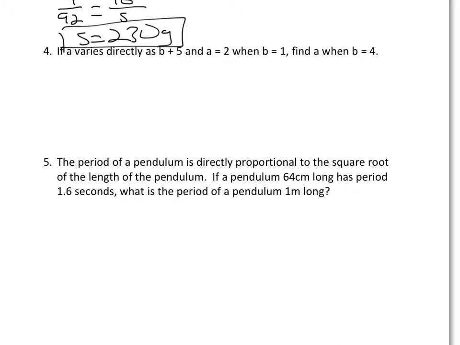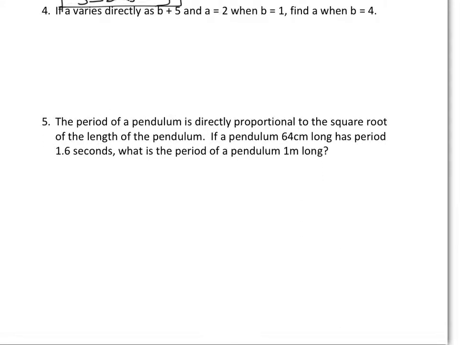Alright, number 4, just another one of these regular problems, but we're going to manipulate the B again a little bit more. So we've got A varies directly as B plus 5. Okay, so we've got A1, or I guess let's just start by doing the equation. A equals K times B plus 5. Okay, we can create that proportion again. So A1 over B1 plus 5 equals A2 over B2 plus 5.